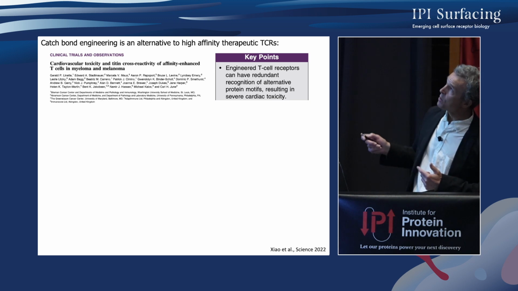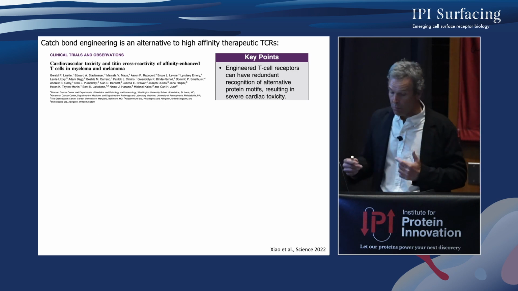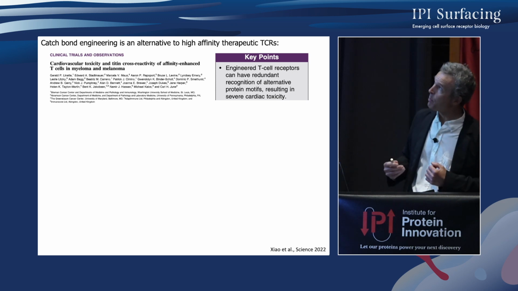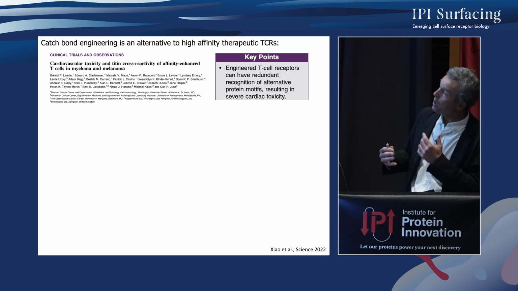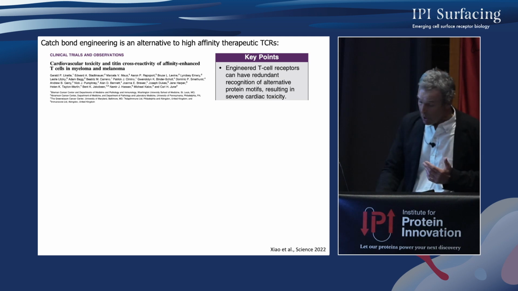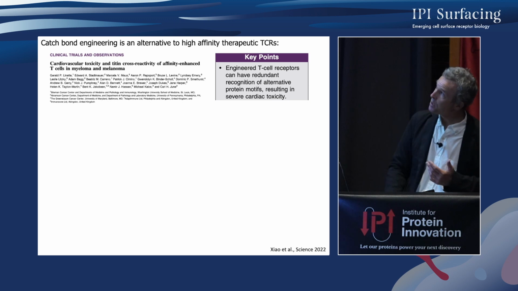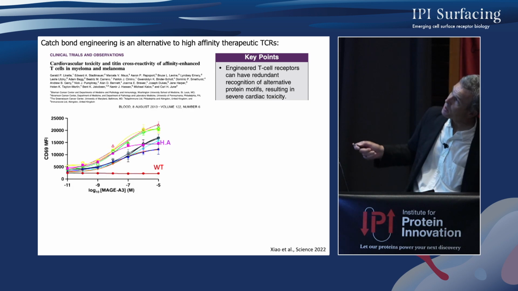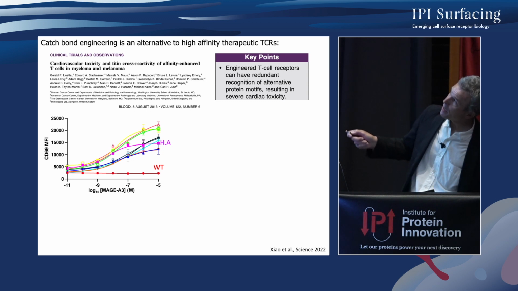And it was a big crisis because some patients expired, and so we went back to this T cell receptor. So this is now looking at T cell activation by the MAGE-A3 peptide. Here's the affinity matured peptide. It's activated very nicely. Here's the non-affinity matured peptide.